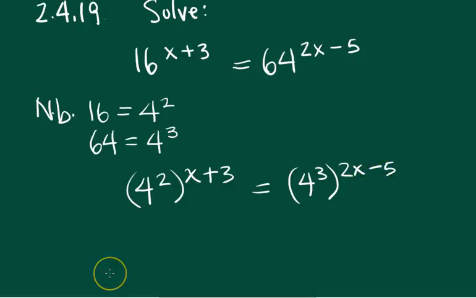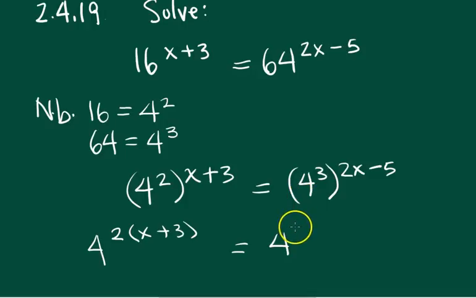Now I'm going to use rules of exponents to rewrite these equations. So I have 4 raised to the power 2 times x plus 3 is equal to 4 raised to the power 3 times 2x minus 5.